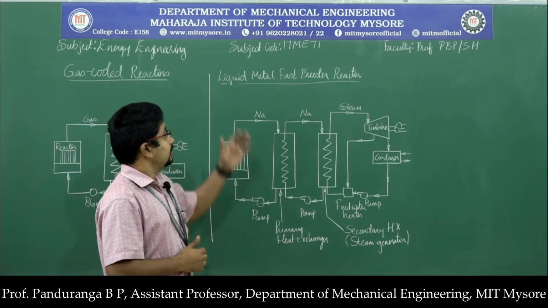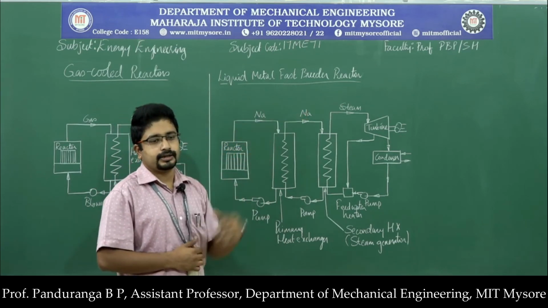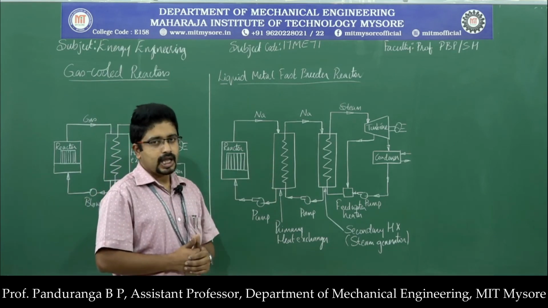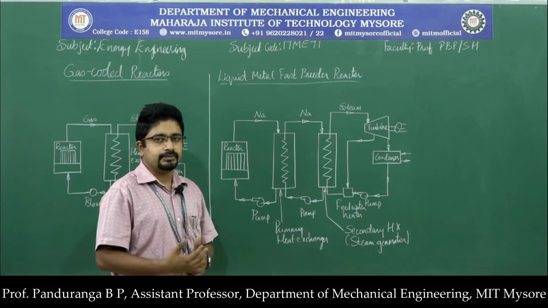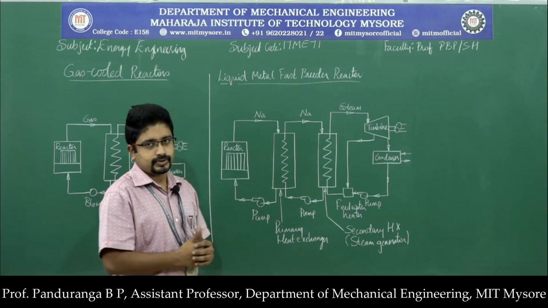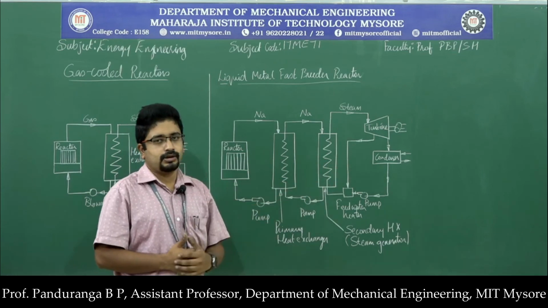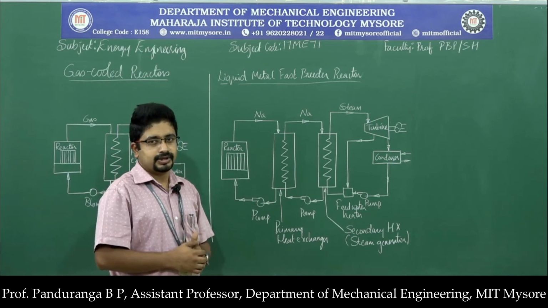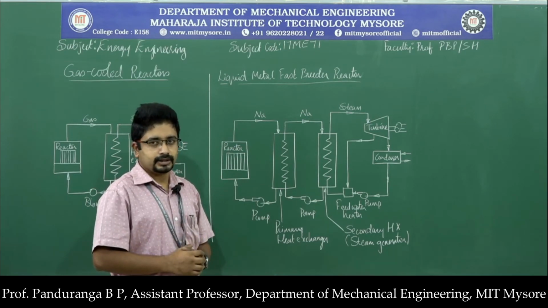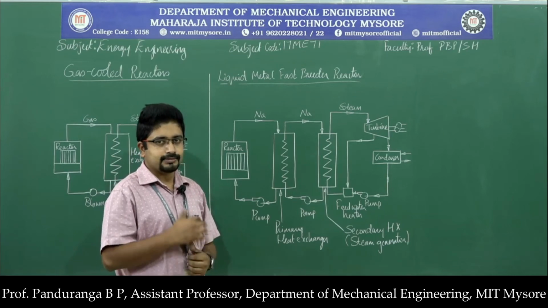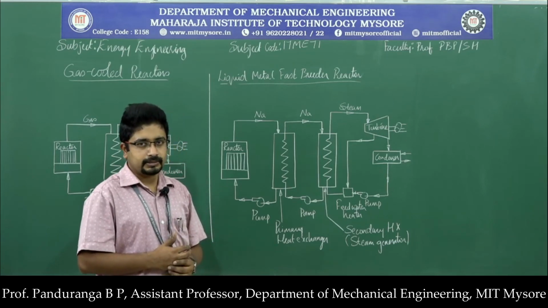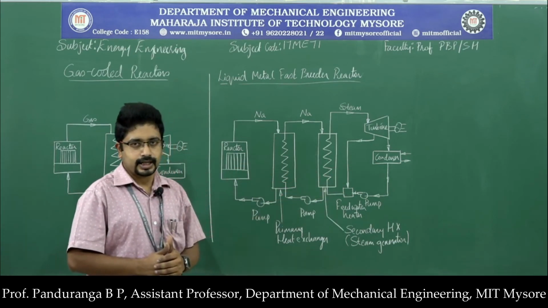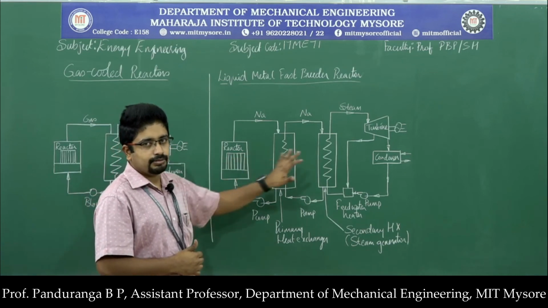Then we have liquid metal fast breeder reactors. Here we have a liquid metal reactor, which means we use a liquid metal as coolant in this case. So here we have the schematic representation of a liquid metal fast breeder reactor, but in actual arrangement there are two types of liquid metal fast breeder reactors. One is the pool type and the other one is the loop type. First, let us see the working of the liquid metal fast breeder reactor with the help of the block diagram.